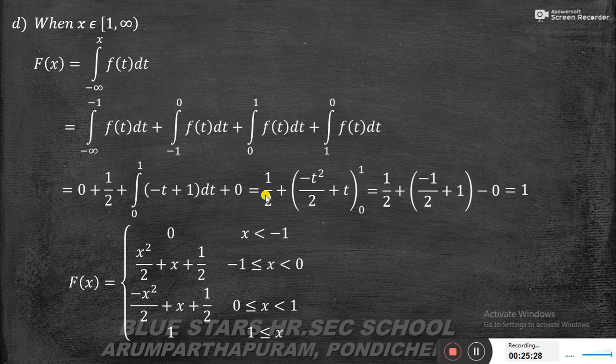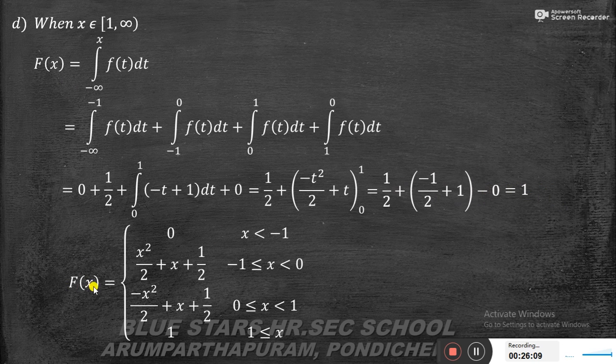So therefore we write it down: integral minus 1 to 0 of t plus 1 dt, the answer is 1 by 2, plus next integration of minus t plus 1. Integration of t is t square by 2, so minus t square by 2 plus integration of 1 is t, and I substitute the limit 0 to 1. That means 1 by 2 plus, substituting the upper limit, minus 1 by 2 plus 1, and the lower limit is 0. So minus 1 by 2 plus 1 is 1 by 2, and 1 by 2 plus 1 by 2 is 1. So therefore the integral of f of x is equal to 1.